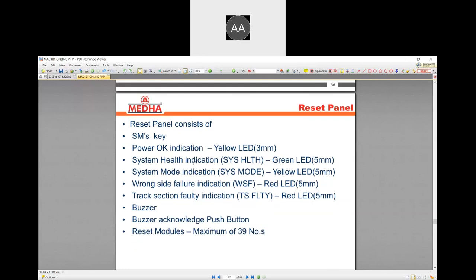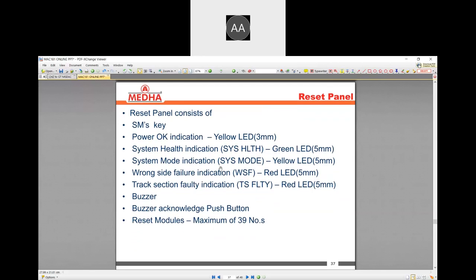So these are the reset panel information: SM key, power OK, health indication, system mode indication, wrong side failure, track section is occupied, sorry, faulty indication, buzzers. All this information is provided.